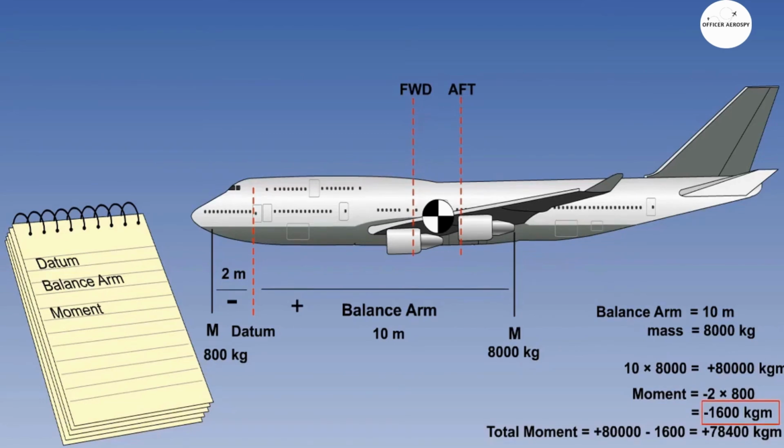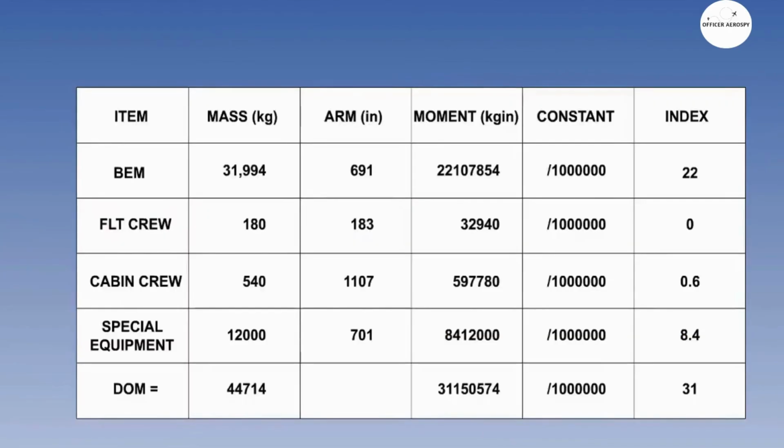There are some high numbers involved in the moments, so life has been made much easier because the operator uses the loading index. Let's understand what exactly the loading index is. The loading index is simply obtained by dividing the moments by a constant, thus reducing the moment to a number that is much easier to use.